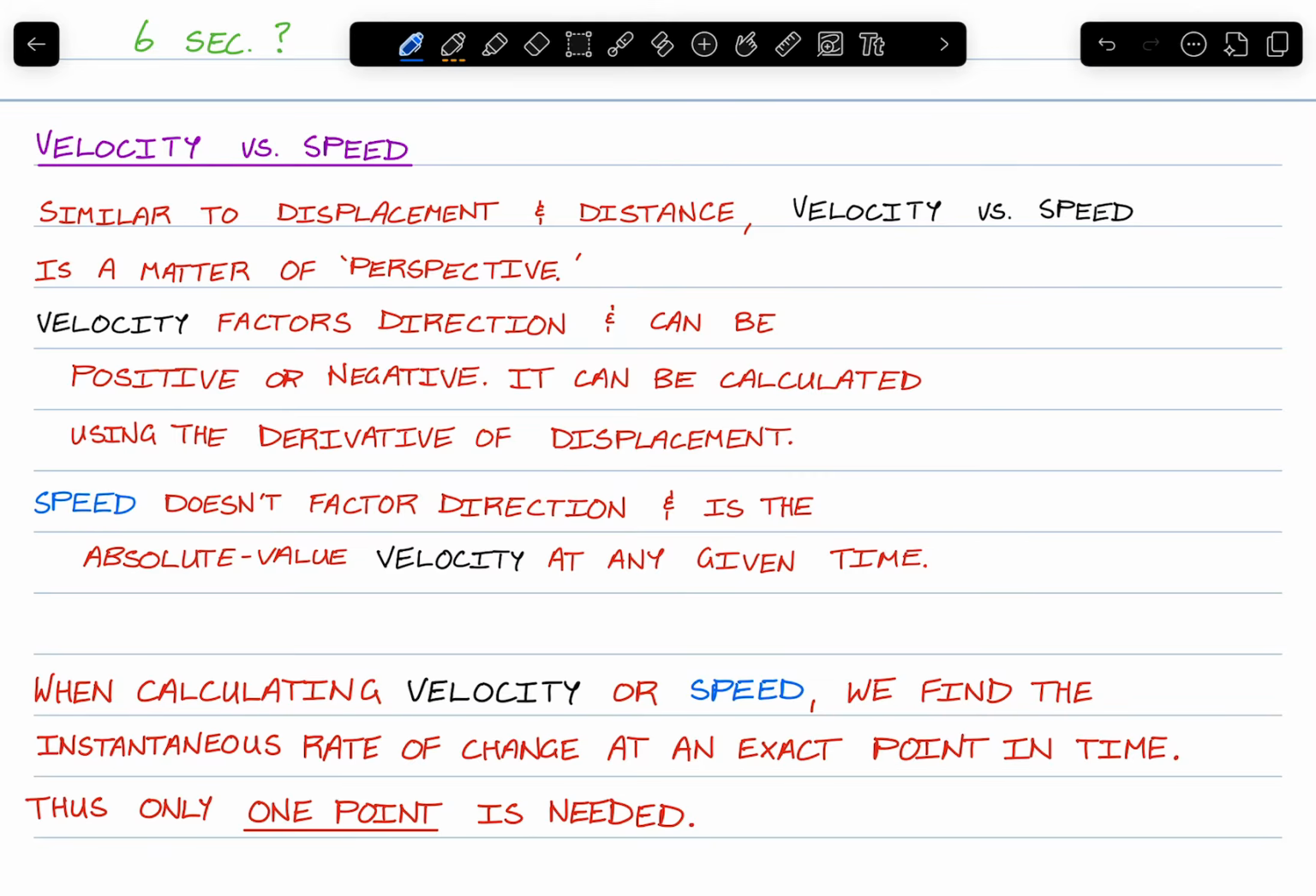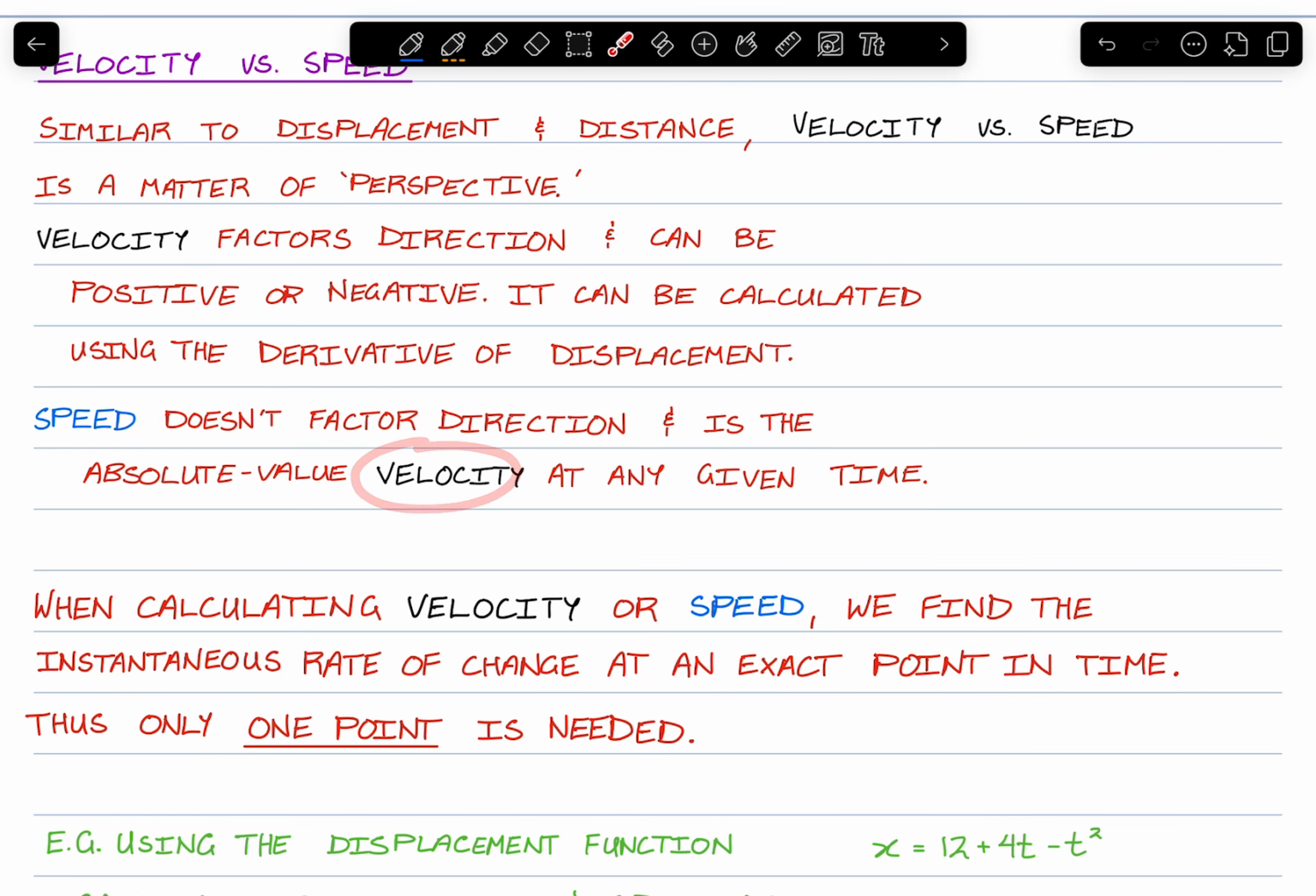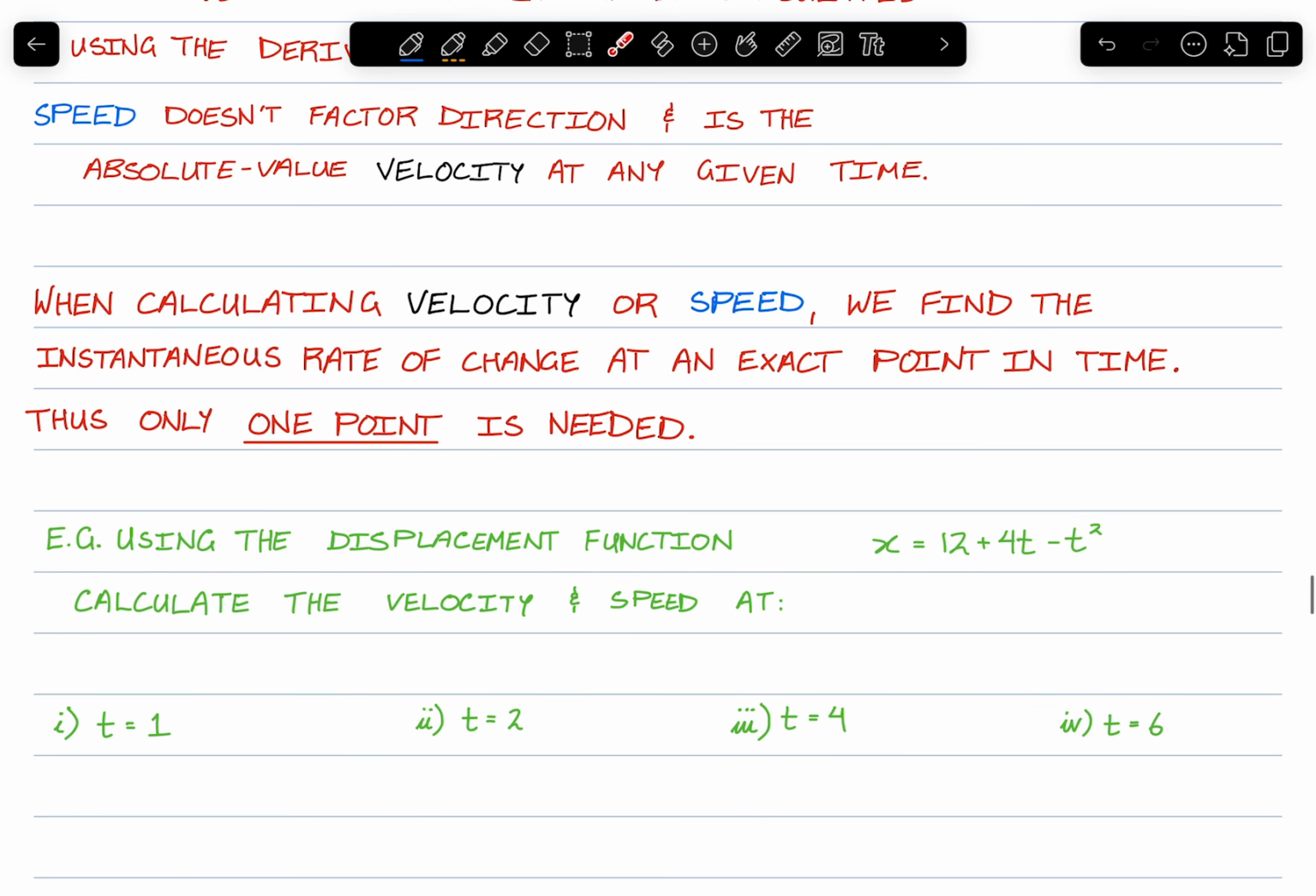Similar to displacement and distance, velocity and speed is a matter of perspective. Velocity factors direction and can be positive or negative. It can be calculated simply using the derivative of displacement. Speed doesn't factor direction and is the absolute value of velocity at any given time. When calculating velocity or speed, we find the instantaneous rates of change at an exact point in time. Thus, only one point is needed.